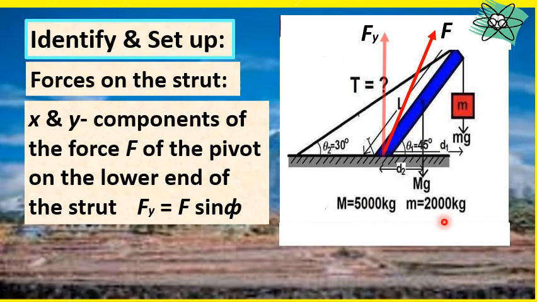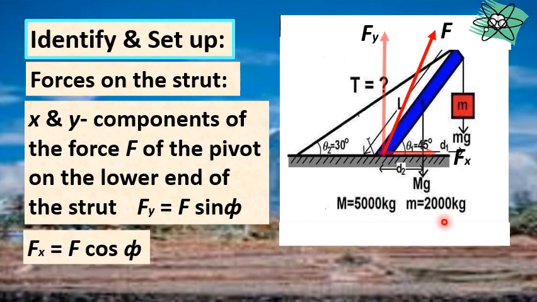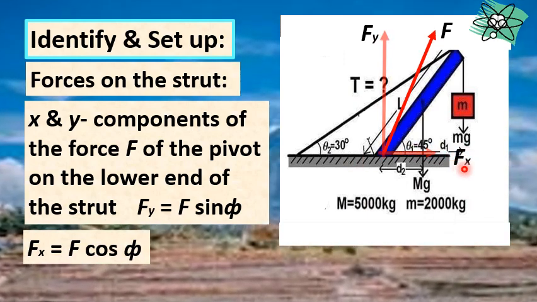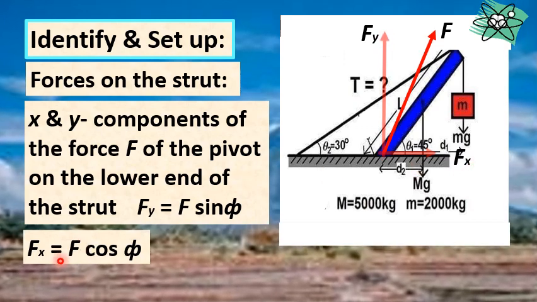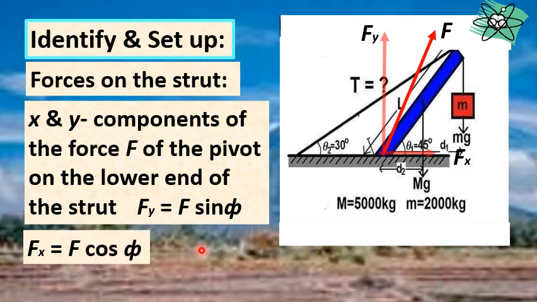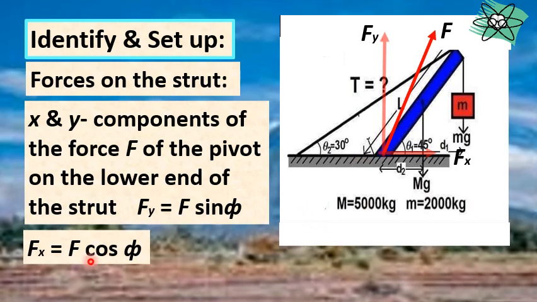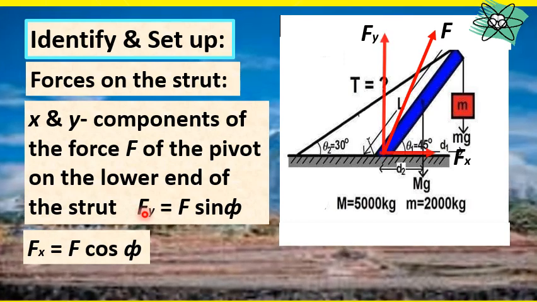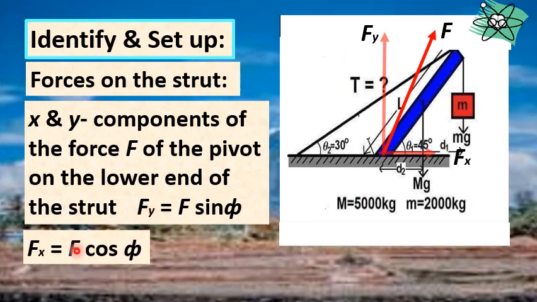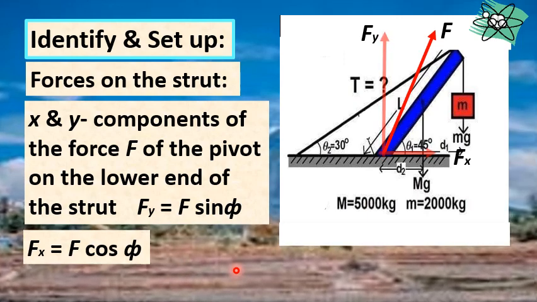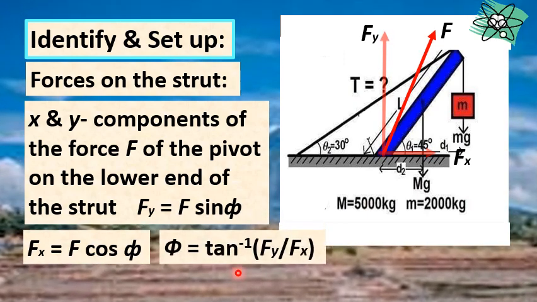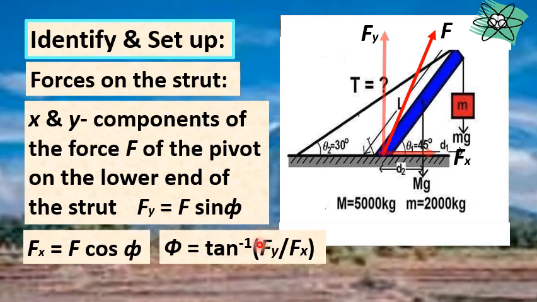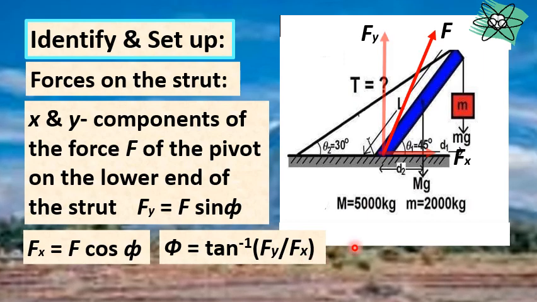Now, the x component is directed to the right, and we label it as Fx. We express it in terms of the force F and the cosine of the angle phi. Once we know the two components Fy and Fx, we can also determine this angle phi simply using the inverse tangent of the ratio Fy over Fx.